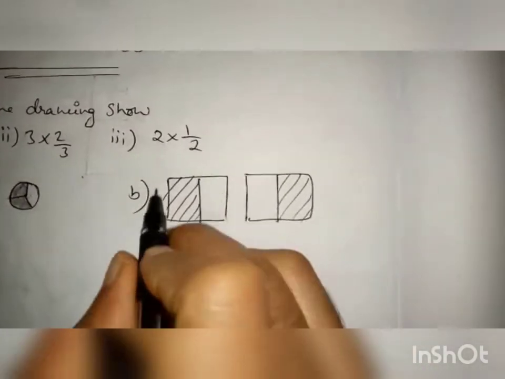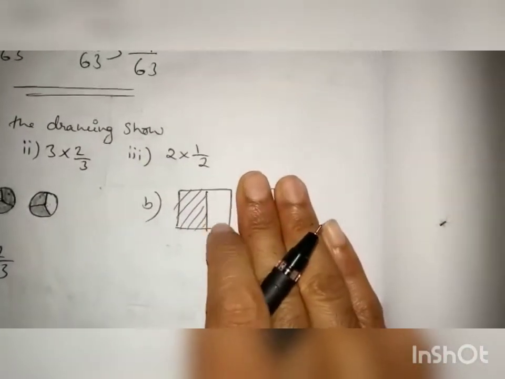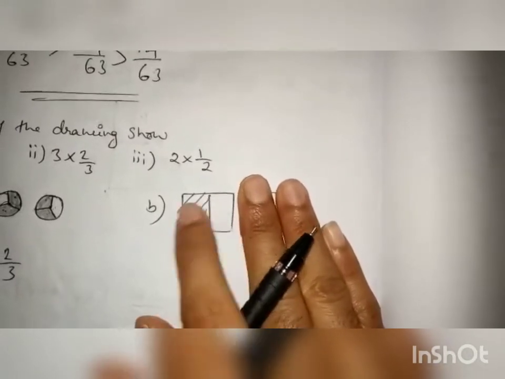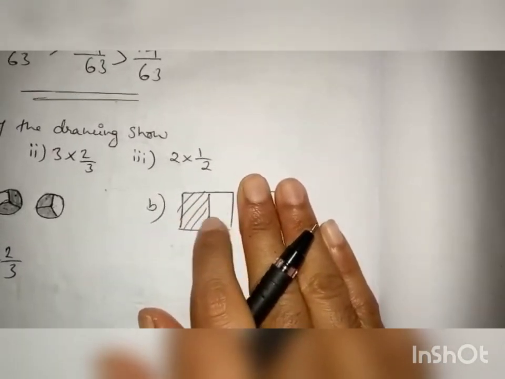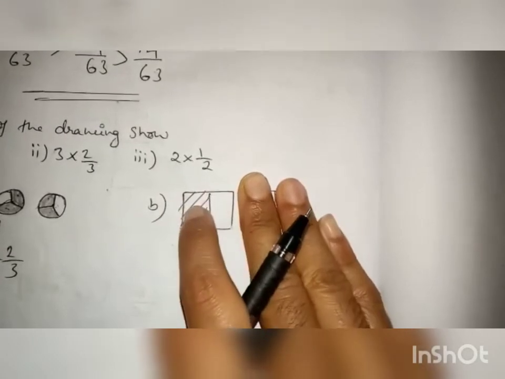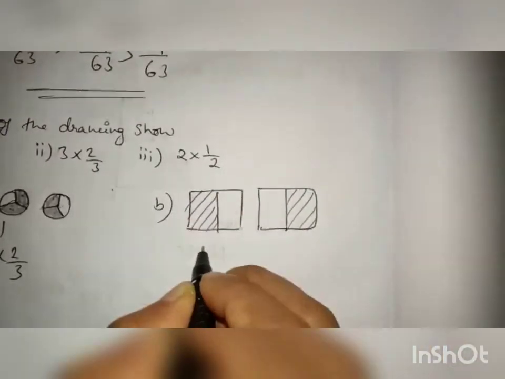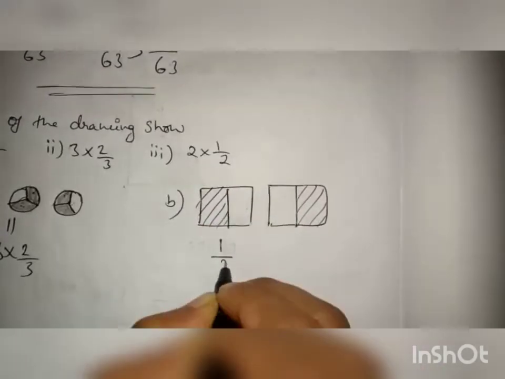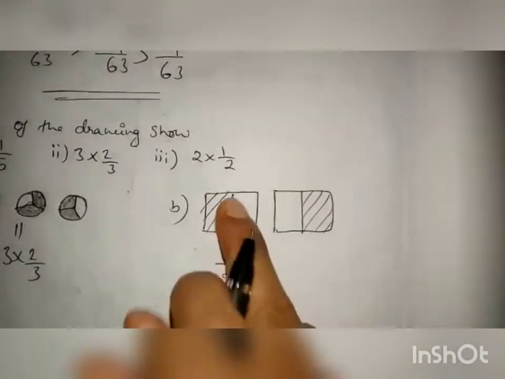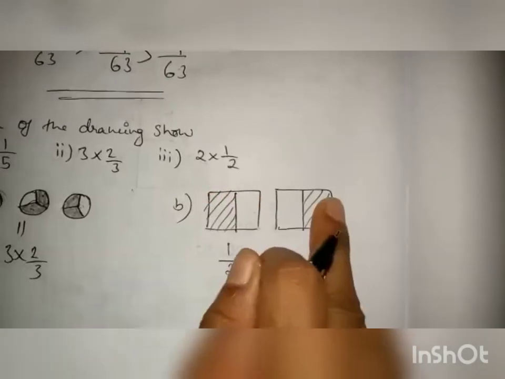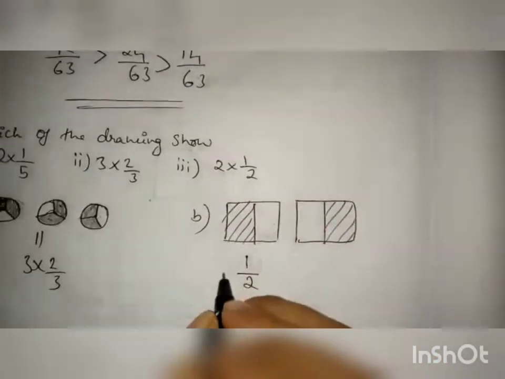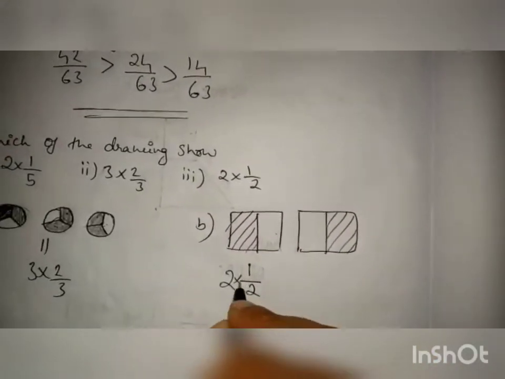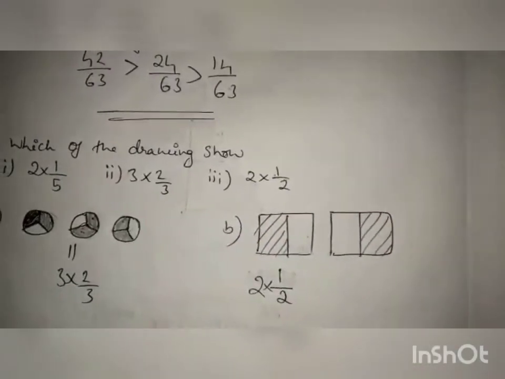Same way here. We'll see the first one, a box. So one box is divided into 2. How many parts are colored? One. So the colored part you write in the numerator, okay? And the total parts in the denominator. So 1 by 2. Next, how many boxes are there? That you will write here. So 2 into 1 by 2. This is the answer. Understood?